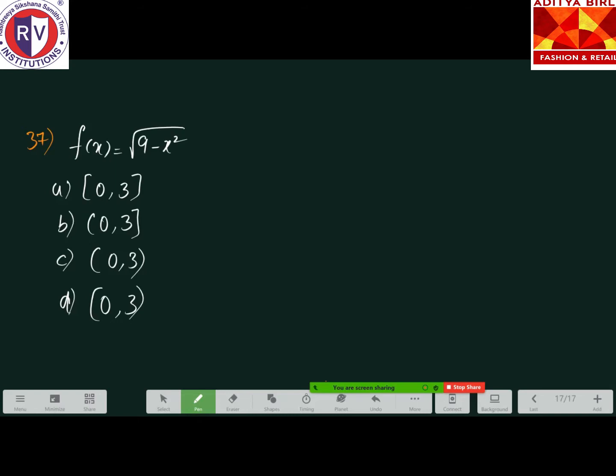Okay, so here we are supposed to find out the range of this function. That is, what are all the points that are images of the given function. Now let us call the given function as y. Let y be root of 9 minus x square, and we have to find out what is the interval where y lies. That is all the possible values of y.